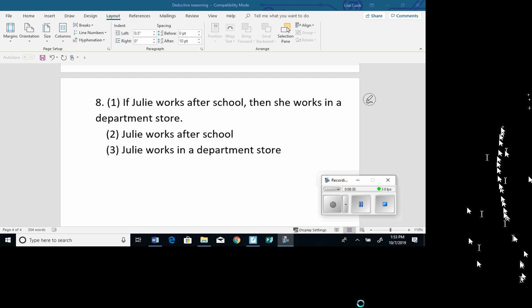Mason, you got yours? If David is drinking, then he is drinking orange juice. If David is drinking orange juice, then it is in the morning. If David is drinking, then it is morning. Okay.